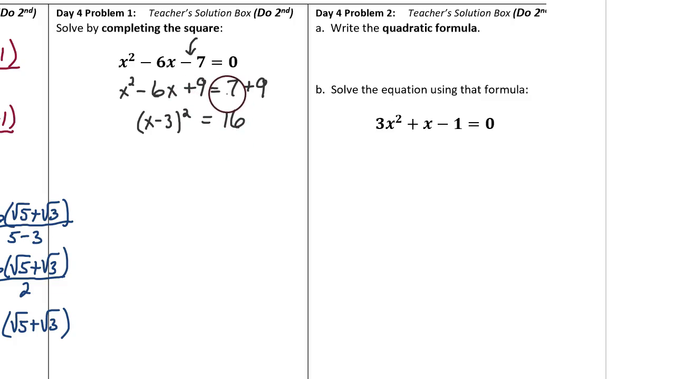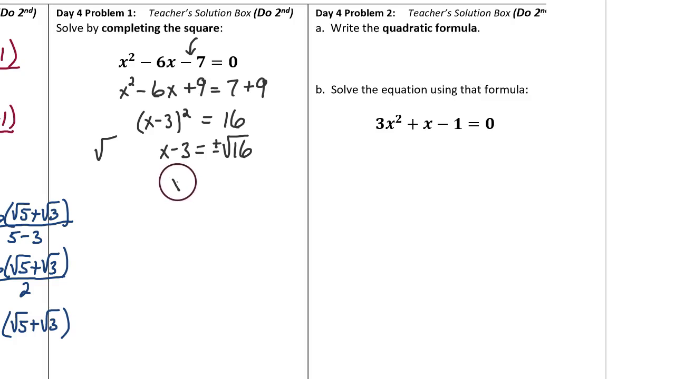That's completing the square. Now from this point, we're going to solve this by removing the squaring. You do that using square root. So when you take the square root of the left side, you just get x - 3. When you take the square root of the right side, you've got to remember to do positive and negative square root of 16.